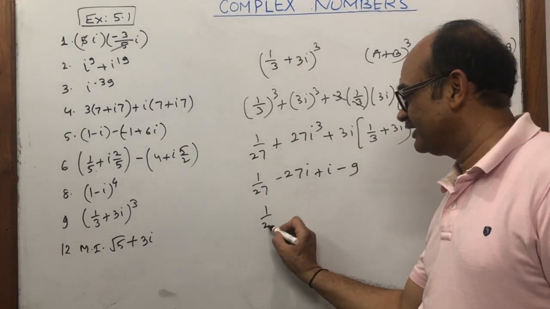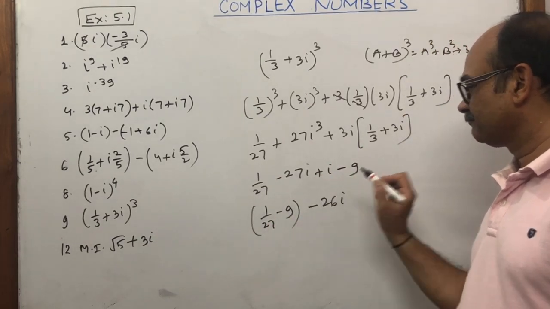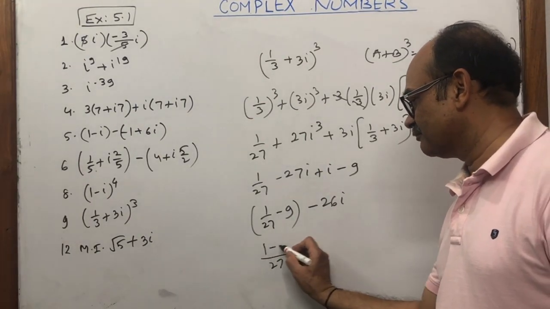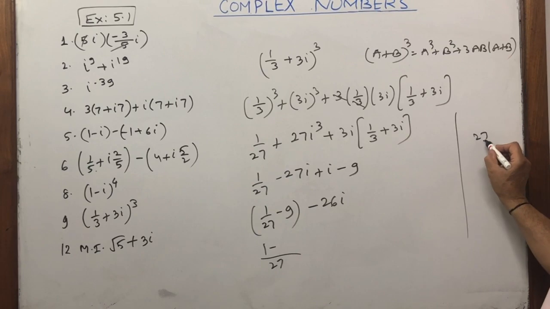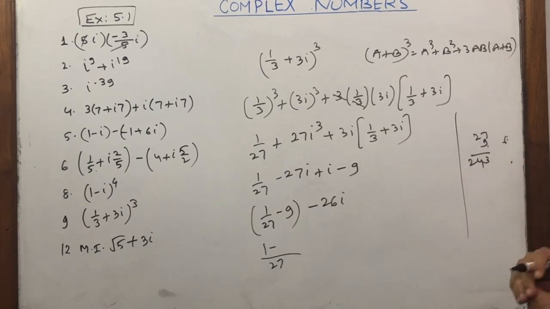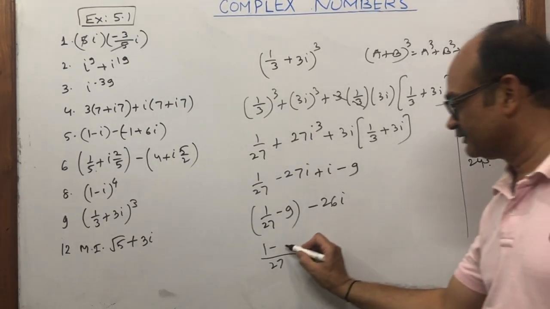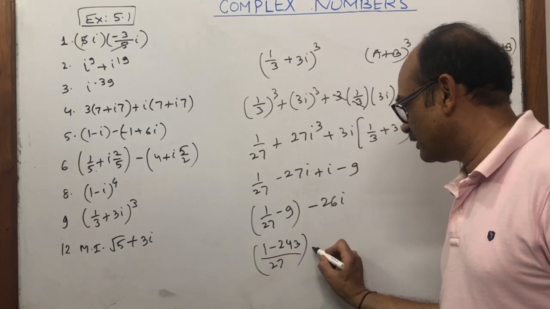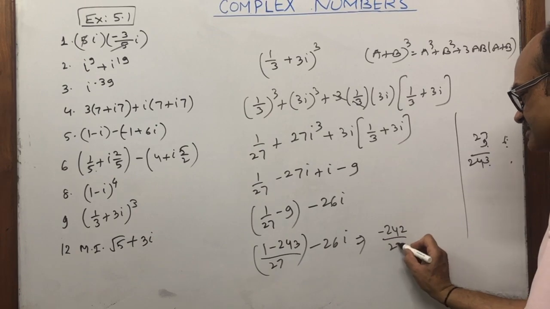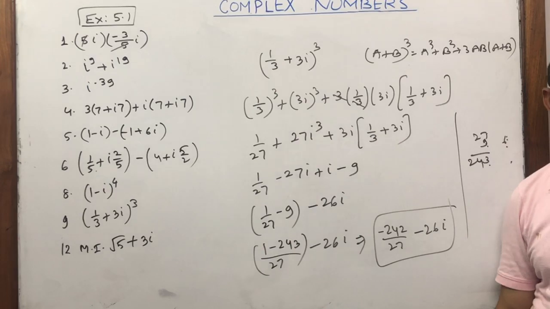Now real part is added with real part, and imaginary with imaginary. What are we getting? 27 LCM. 1 minus, rough column, 27 into 9. Check it again. 6, 243. Real part. Hence, finally, minus 242 by 27 minus 26 iota is the answer. Easy? Good.